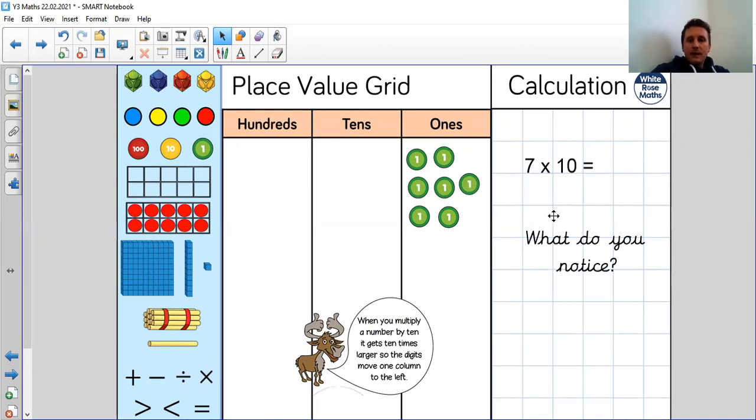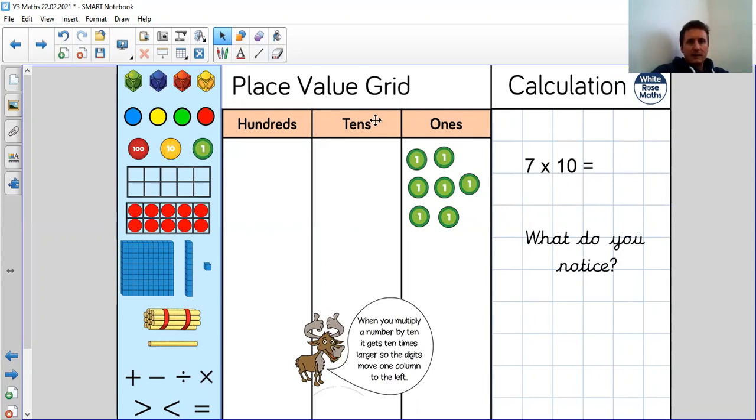All right, so, or 10 sevens, because I remember I can do it the other way around. Now, I've got 7 here. Okay, now, Colin, very cleverly down here, said, when you multiply a number by 10, it gets 10 times larger. So the digits move one column to the left. Ooh, that's helpful, isn't it?